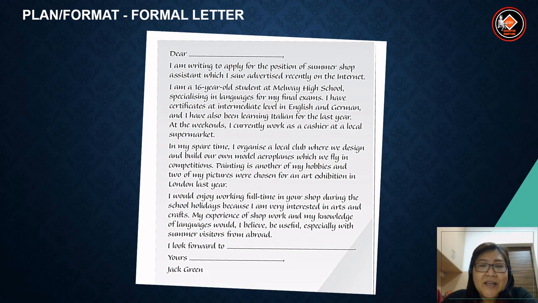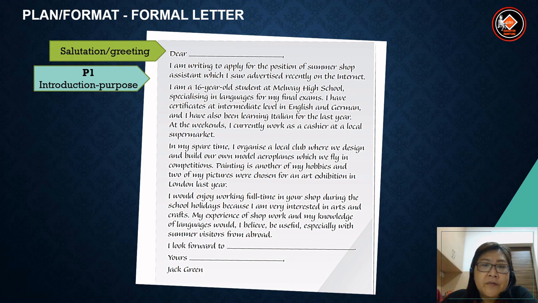Here's another formal letter. So let's get the example. This is also taken from your textbook. So we have a dear, so this is salutation or greeting. And then we have the first paragraph. I'm writing to apply for the position of summer shop assistant, which I saw advertised recently on the internet. So here you can mention the reason why you're writing, that is to apply for a position. And where is the source? It is on the internet. You have paragraph 2, content.